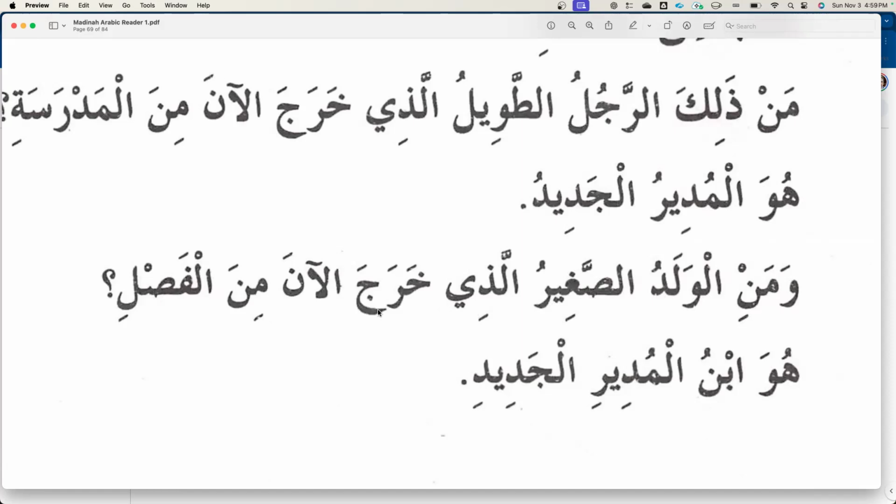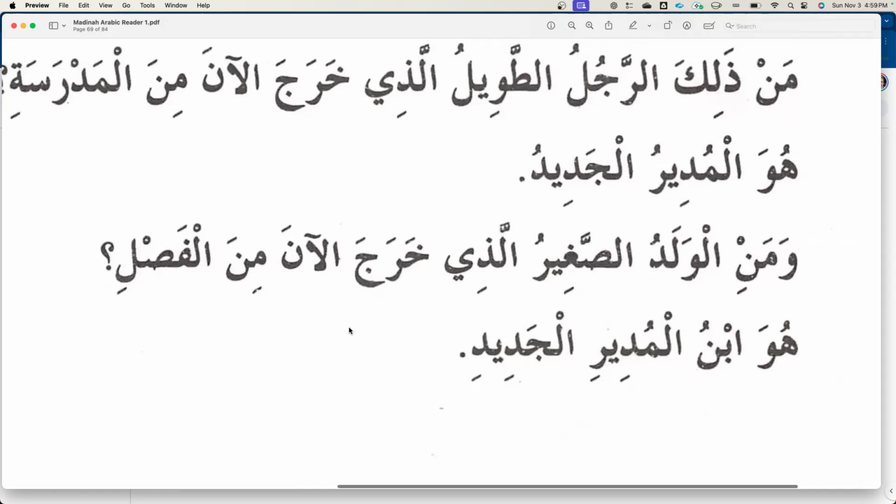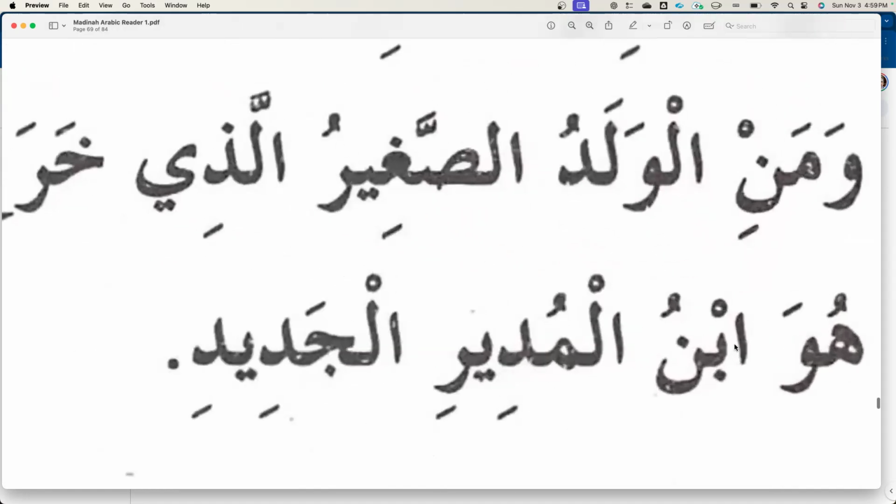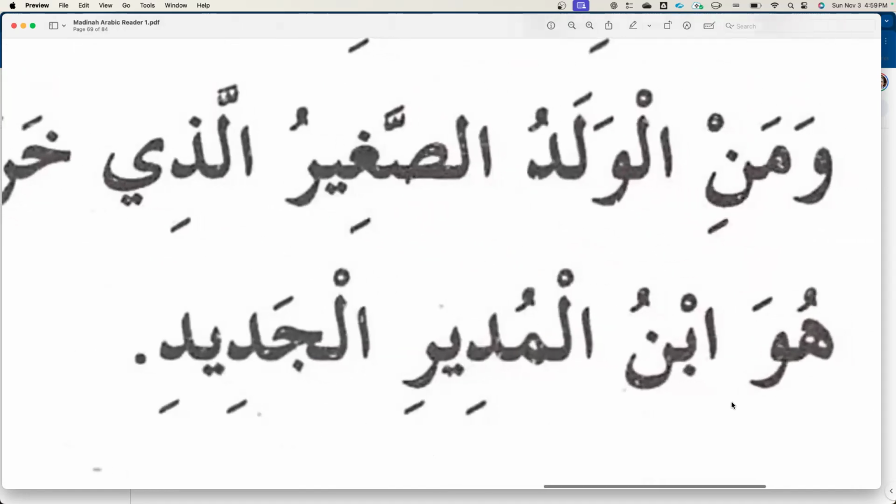ومن الولد الصغير, yeah. خرج من الفصل. You want me to break it down for you? ومن الولد, and who is the boy? Which boy? The short boy or the little boy. ومن الولد الصغير الذي, who, yes, left. خرج الآن, he just left now from the classroom. خرج الآن من الفصل. ومن الولد الصغير الذي خرج الآن من الفصل. Yeah. And then continue.